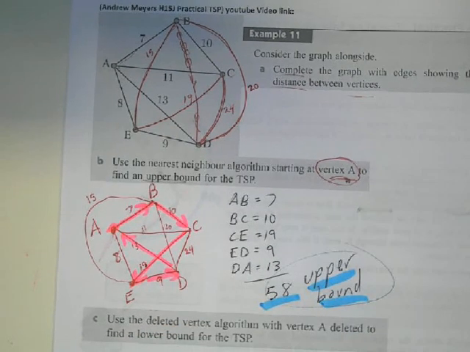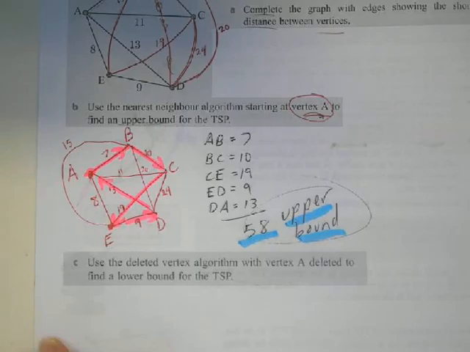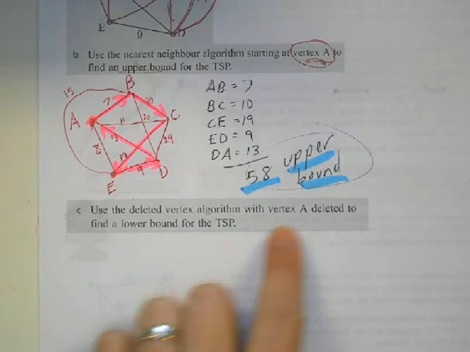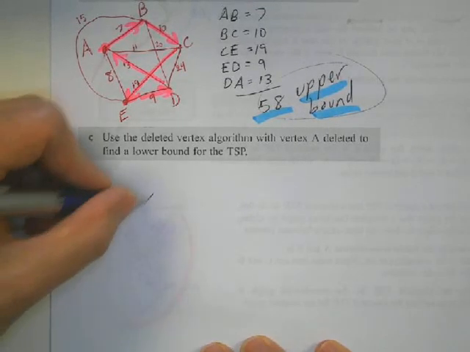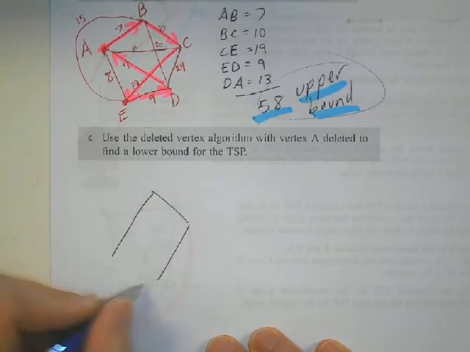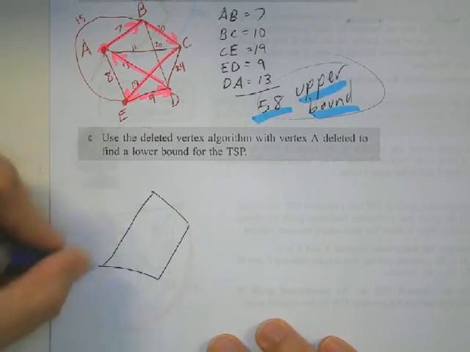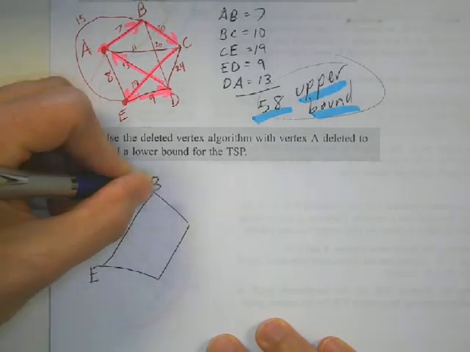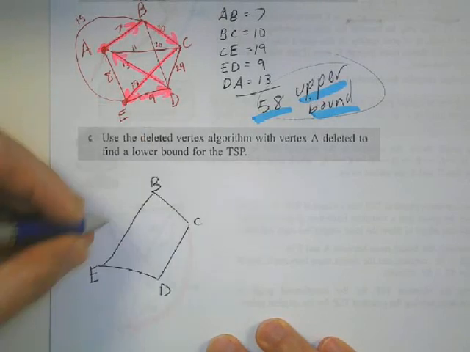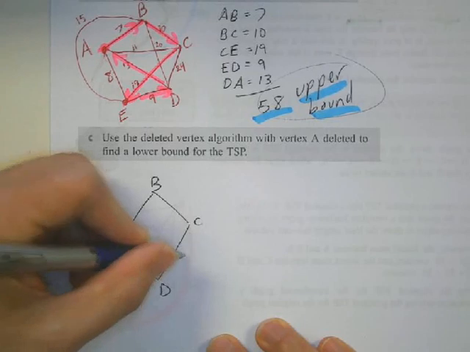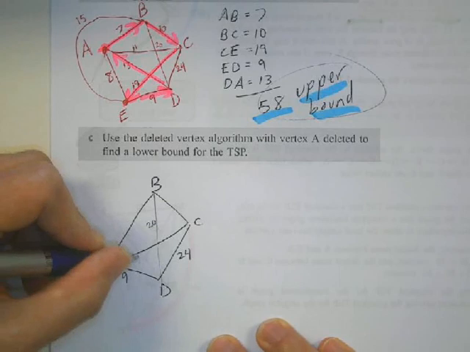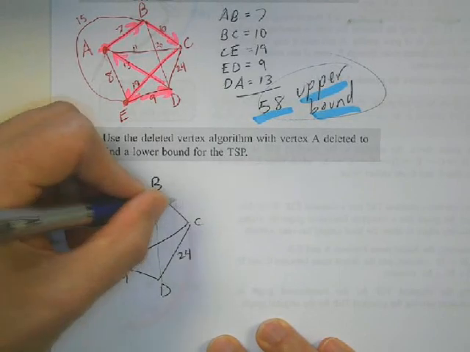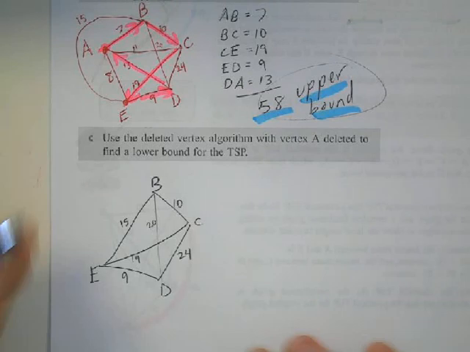All right. So now we're going to use the deleted vertex algorithm with A being deleted. Okay, so if A is deleted, then we've got E, B, C, and D. Okay, this is 9, 24, 20, 19, 15, and 10. Okay, so we've got our drawing.